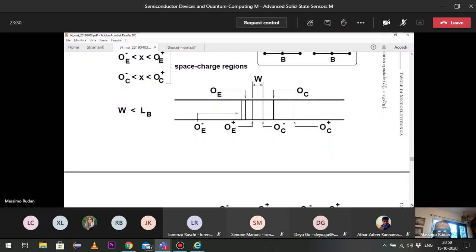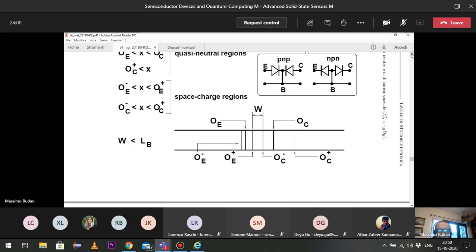We must still have a neutral region in the base, W, but this region must be smaller than the diffusion length of the minority carriers of the base. To better understand this, we can qualitatively draw a picture of the minority carrier concentrations. Okay, but before that, we make another observation.